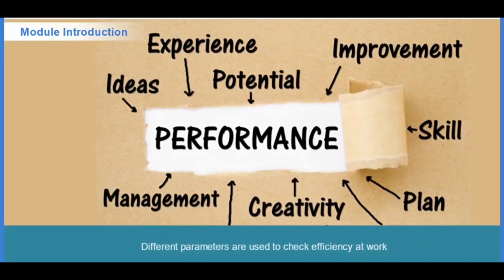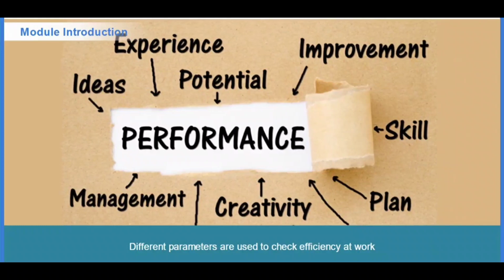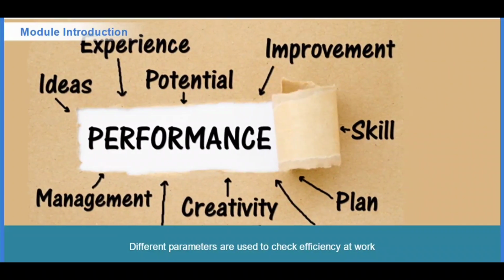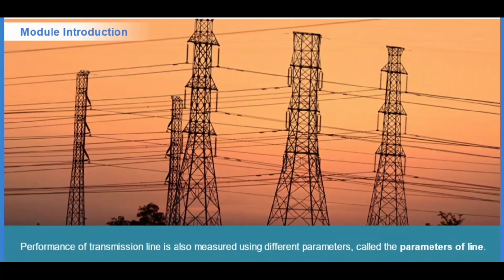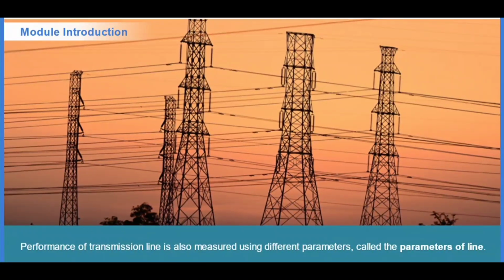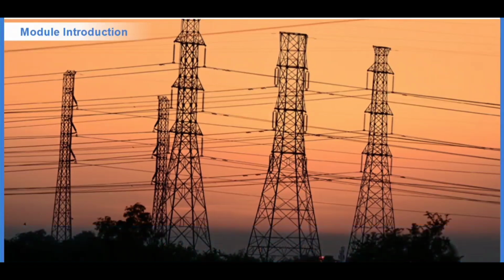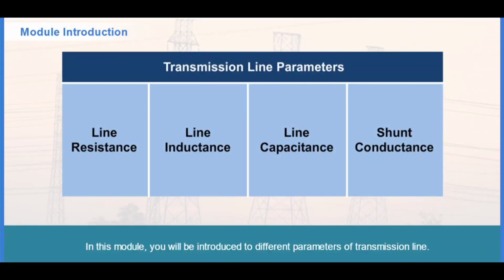Well, the managers use different parameters such as the work quality, punctuality, attitude, client feedback, and many more to check employee efficiency at work. Just like these work performance parameters, the performance of transmission line is also measured using different parameters called the parameters of line. In this module, you will be introduced to different parameters of transmission line.